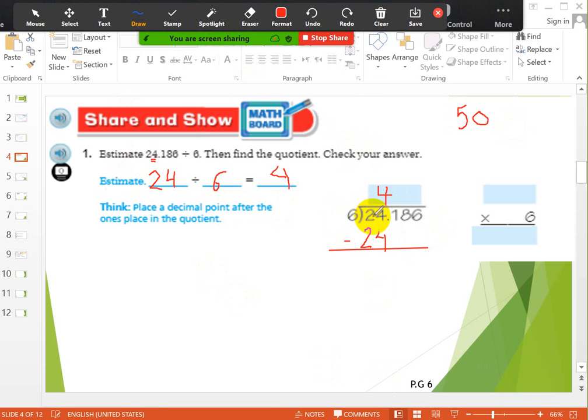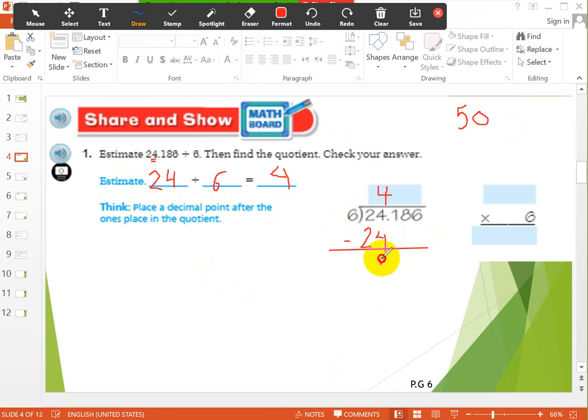Now, 24 minus 24 equals 0. After 24, I have a point. Okay, thank you, Rina. You gave me the final answer. So after 24, I have the point. So the decimal point, I have to put it in the quotient above the decimal point in the dividend, as we learned right here. Okay?